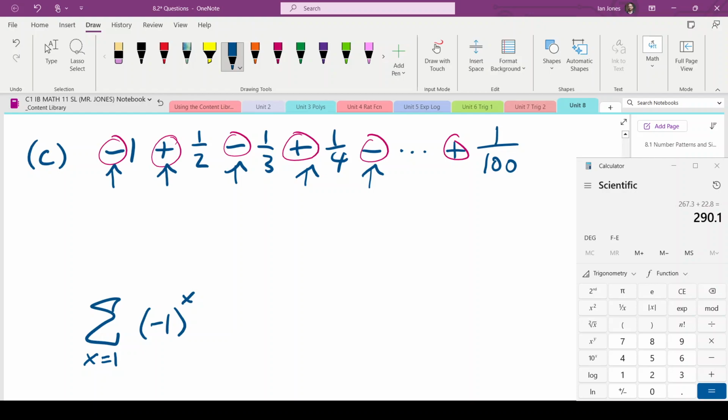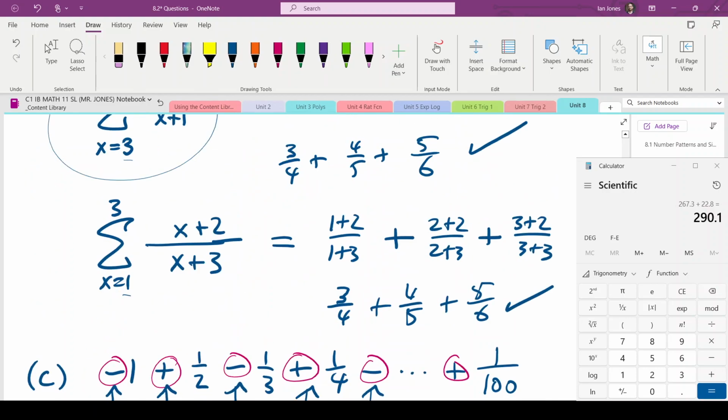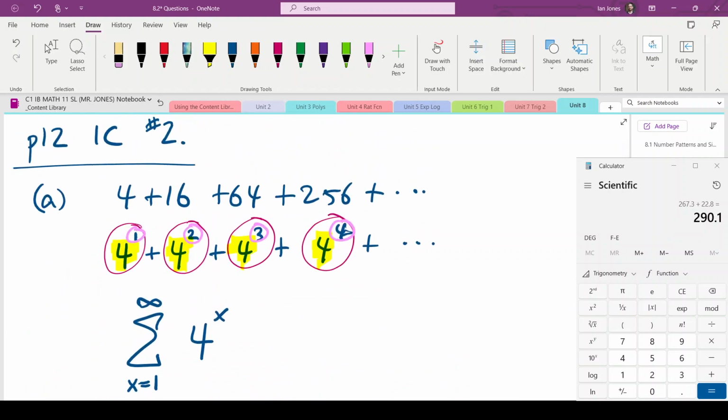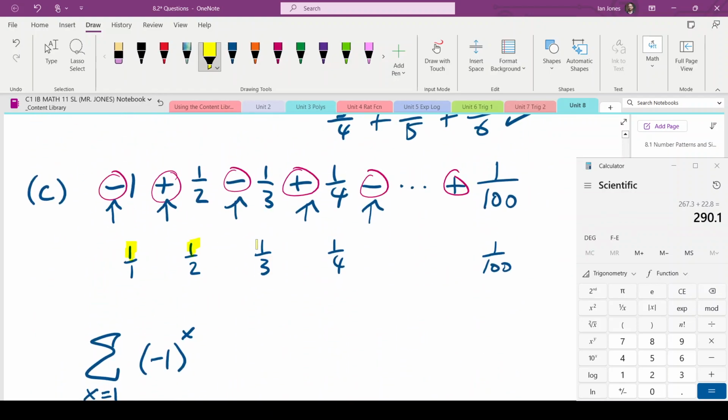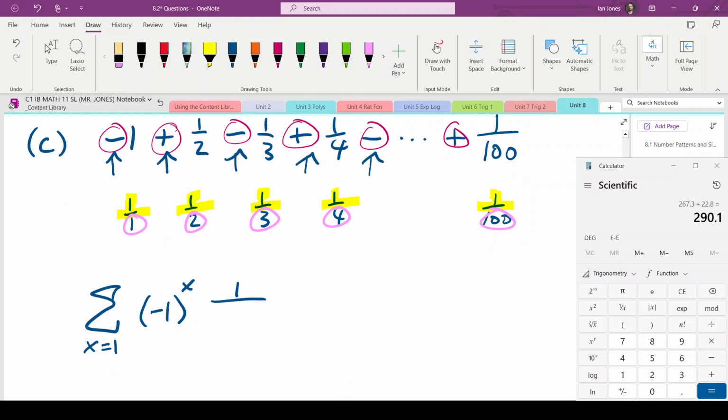What's happening just with the numbers? Well, this is 1 over 1, 1 over 2, 1 over 3, 1 over 4, 1 over 100. Okay, and again, I'm going to say, what is changing? What's staying the same? Well, this is staying the same. The fraction is staying the same. And what's changing? The denominator. So the things that are staying the same need to just be written. The things that are changing need a variable. In this case, I'm just going to have an x.